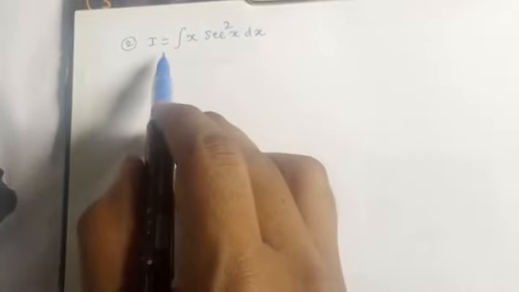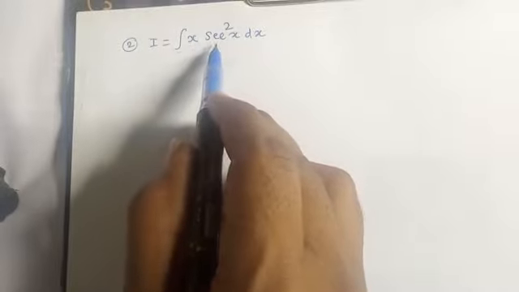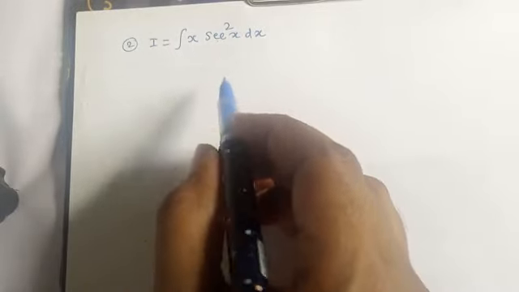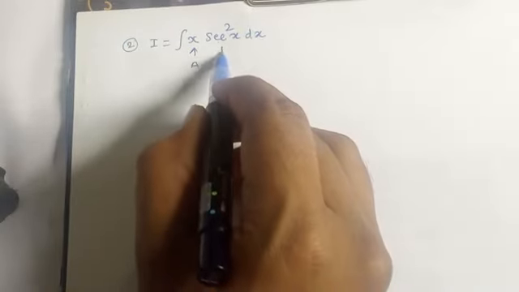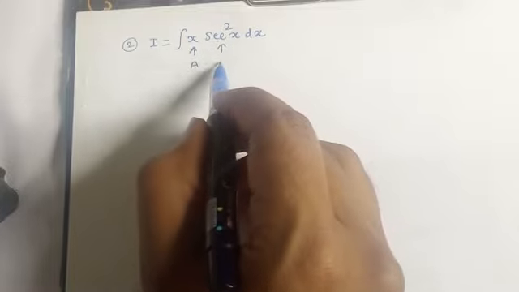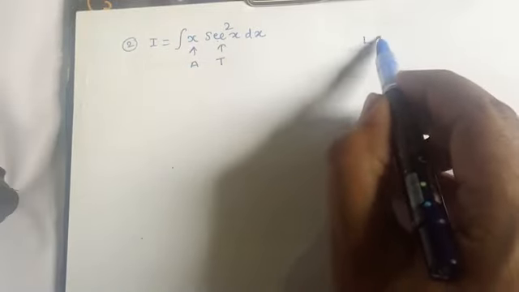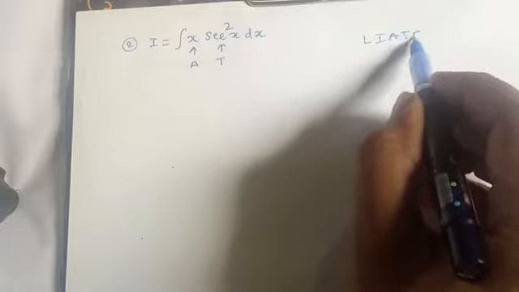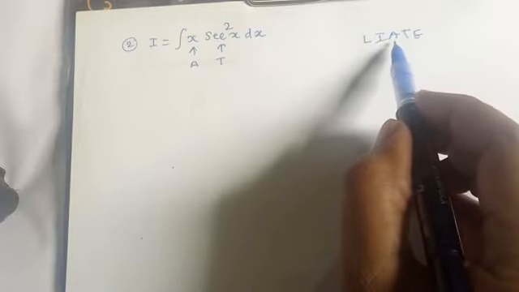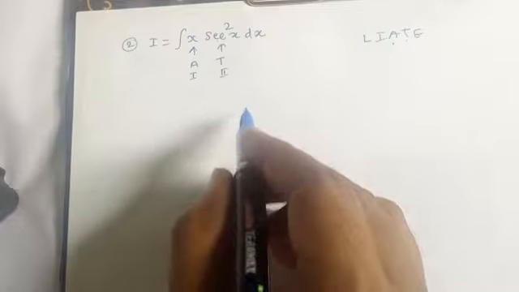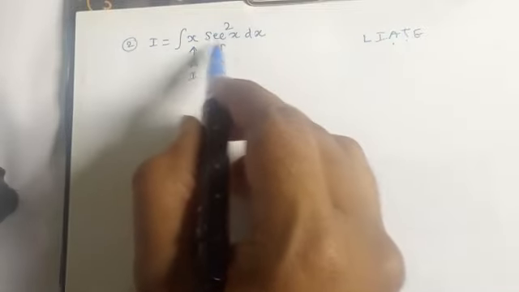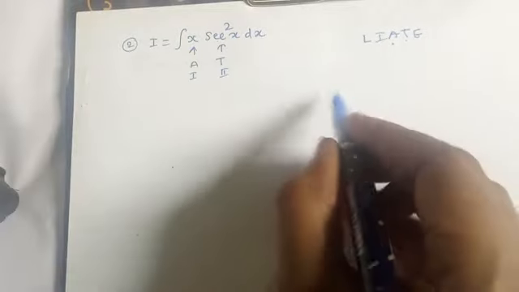Now let us see the second example. I is equal to the integration of x into sec square x dx. First of all, this x is an algebraic function, and this sec square x is a trigonometric function. In our LIATE rule, we take the algebraic function first and then the trigonometric. So here our first function is x and the second function is sec square x, so u is equal to x and v is equal to sec square x in the by-parts rule.